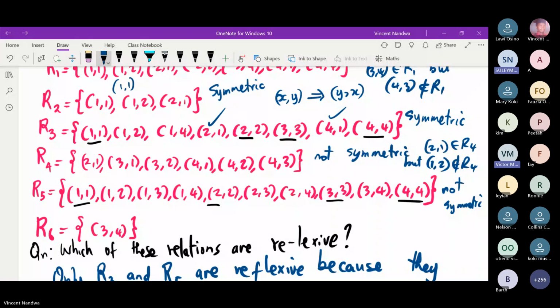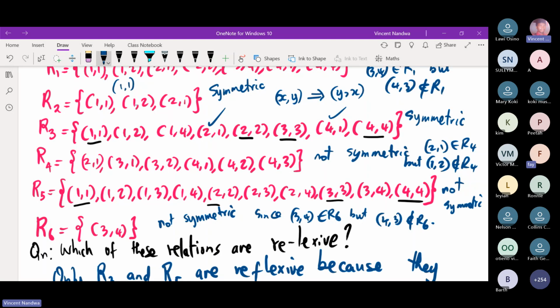R6. Not symmetric. What makes it not be symmetric? Since there is a 3, 4, and there's no 4, 3. So assuming we had a 4, 3, then R6 would be symmetric, okay? Not symmetric since this element 3, 4 is in R6, but 4, 3 is not in R6. Correct. Good. So we have successfully done the classification for R1 to R6 in terms of symmetric.